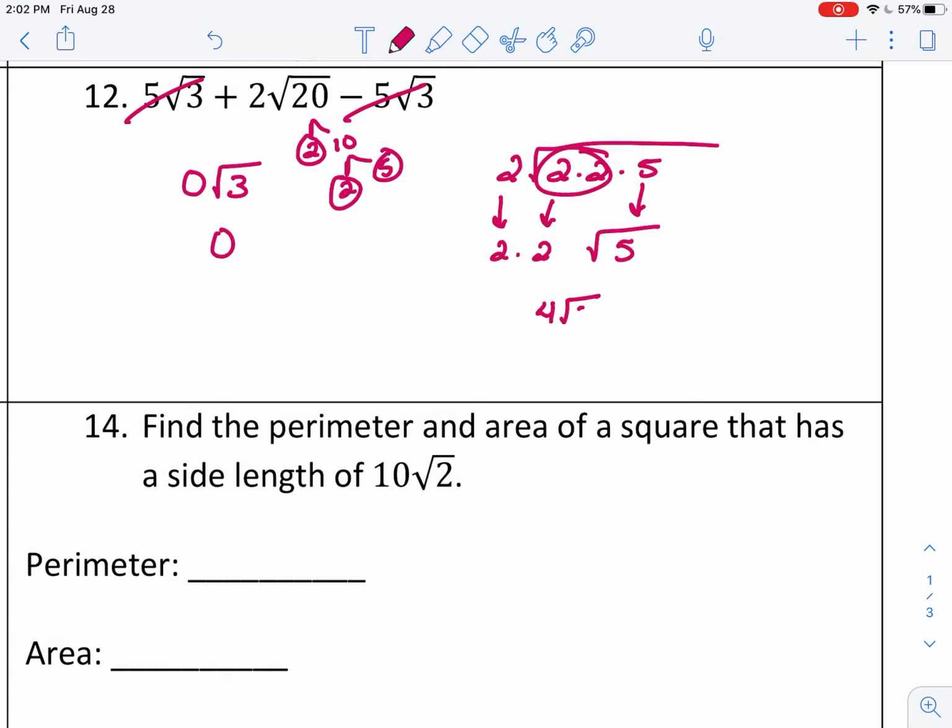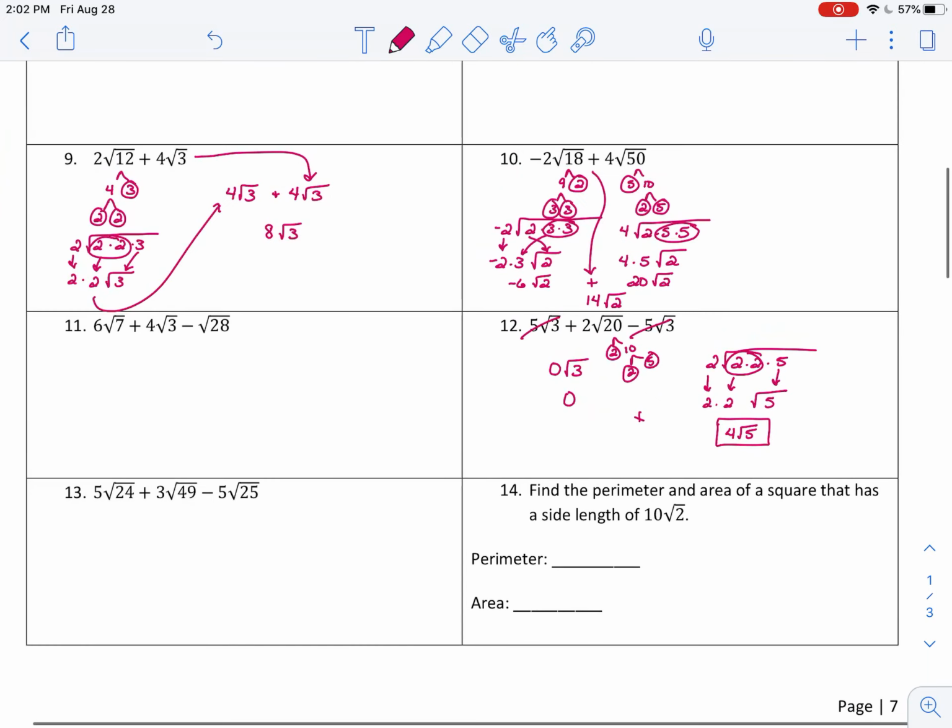So technically, you could say we have 0 plus 4 root 5, which means 4 root 5 is the simplified answer. So I wanted to make sure we talk about 5 root 5, sorry, that's a 3. 5 root 3 minus 5 root 3 is 0. It cancels, it's gone. It is not root 3. Very common mistake that students make.